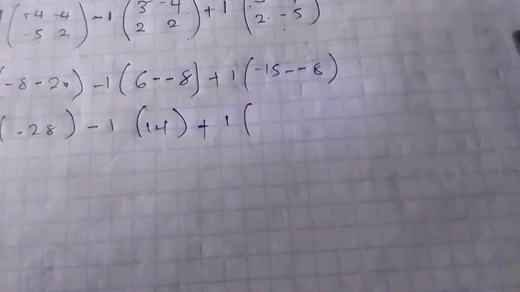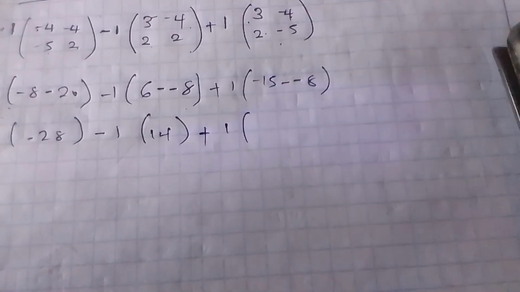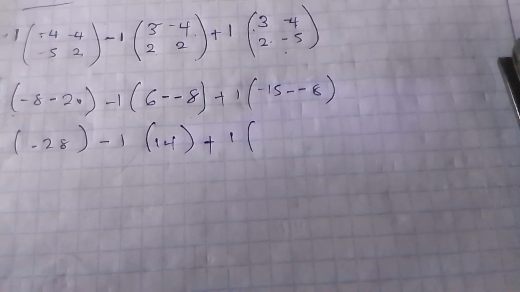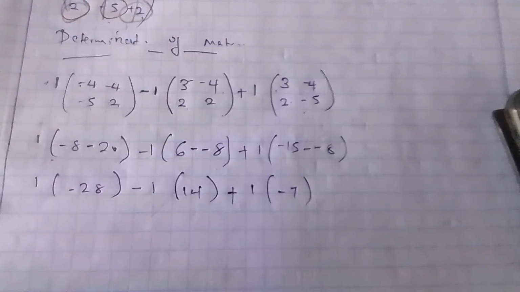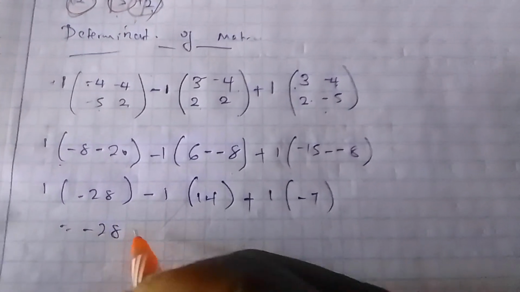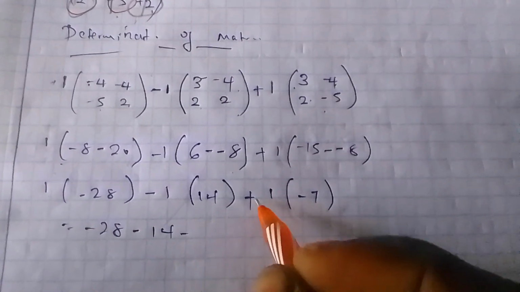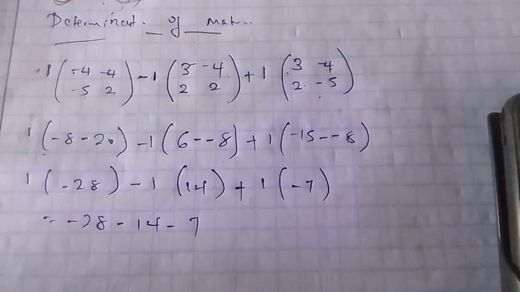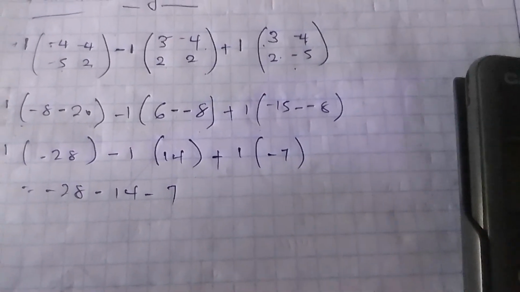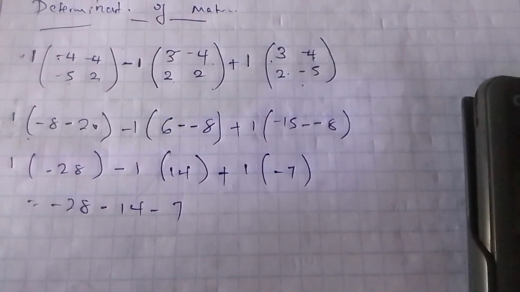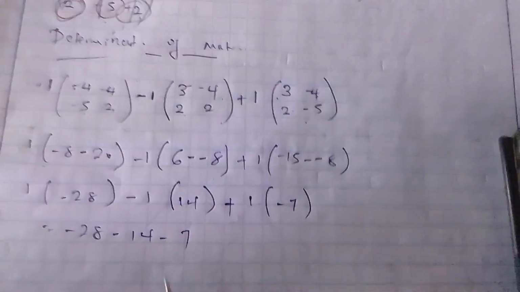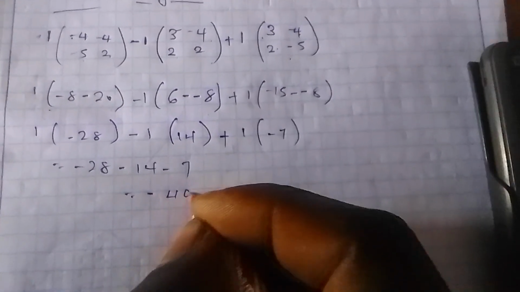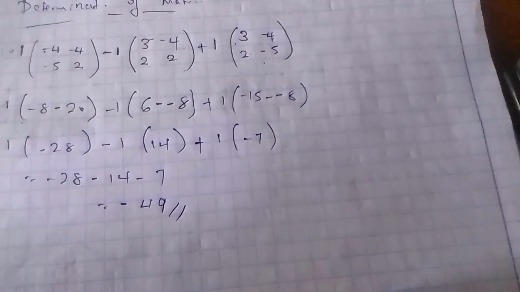-15 minus -8 is the same as -15 plus 8. -15 plus 8, that is -7. Open the bracket, it will be -28 minus 14 minus 7. That will give you -28 minus 14 minus 7 to give you -49. So this is our determinant. Got it? This is our determinant, our D.